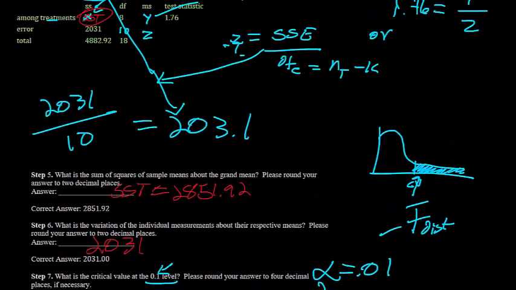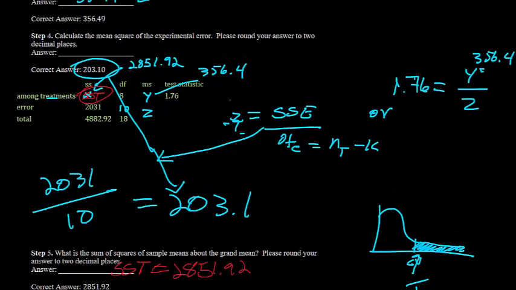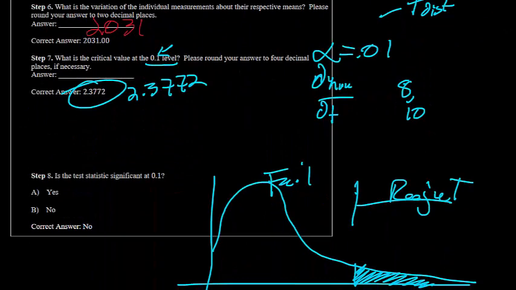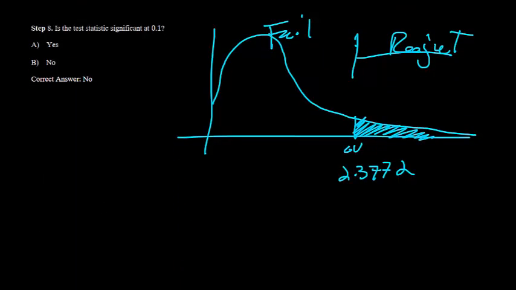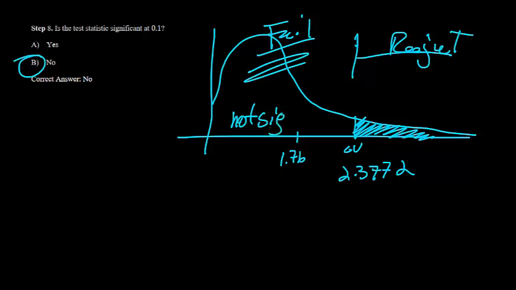Where is my test statistic? Here is my test statistic, 1.76. It is also known as the F-stat, 1.76. So let's go back to our curve. There it is. 1.76 is going to be in here somewhere. Therefore, I fail to reject. Is the test significant at 0.01? No, it is not significant.